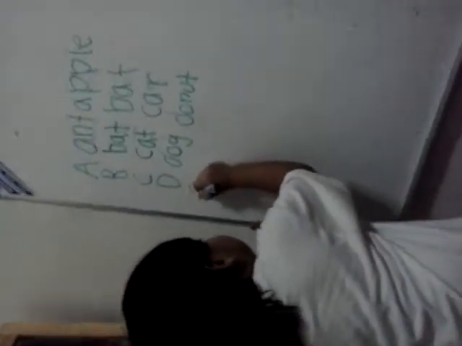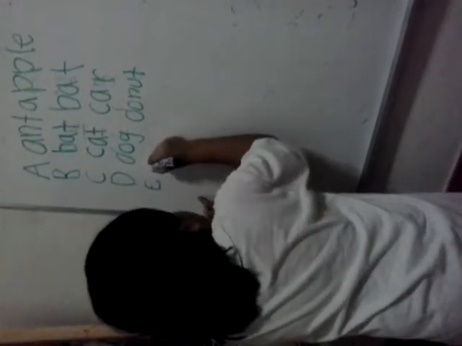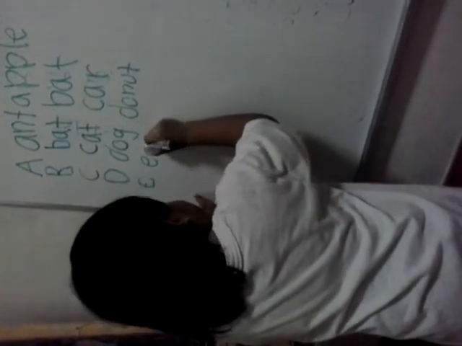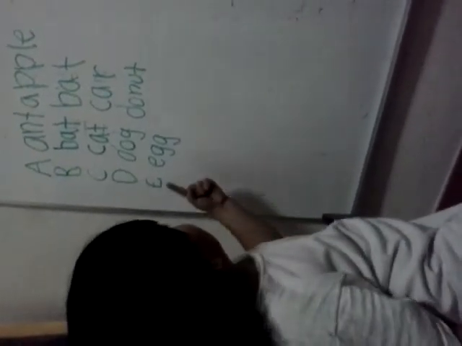And next letter. What letter? E. What do I get with E? I don't know. Egg. Okay, egg. Oh, very good. Can you spell egg? E-G-G, egg. Yes. Okay.